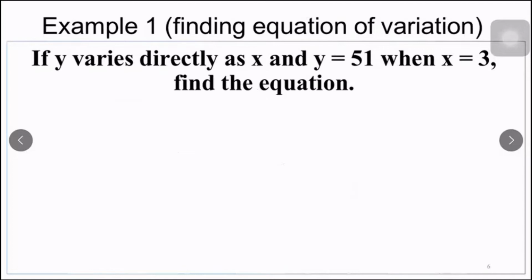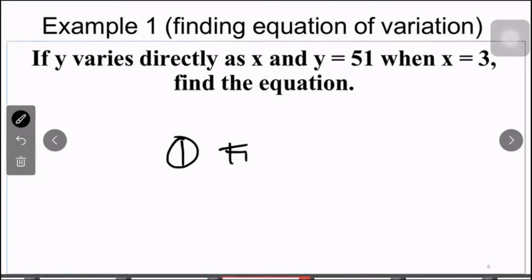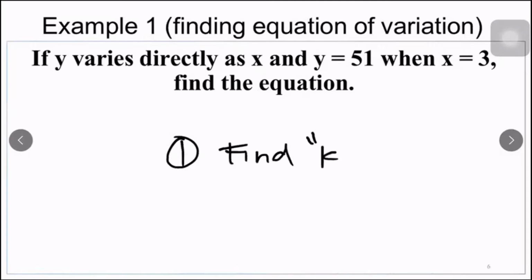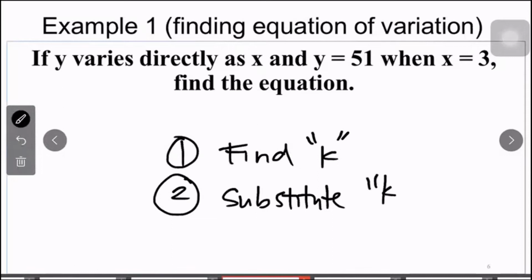In identifying the equation of variation, always remember the first step is to find k. The second step is to substitute k into our formula, which is the direct variation formula. This will be our process in identifying the equation. Now, let us proceed with solving it.